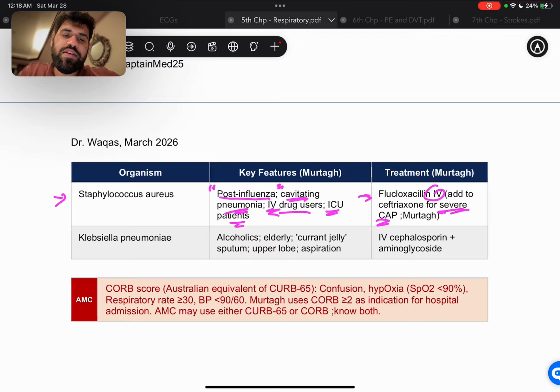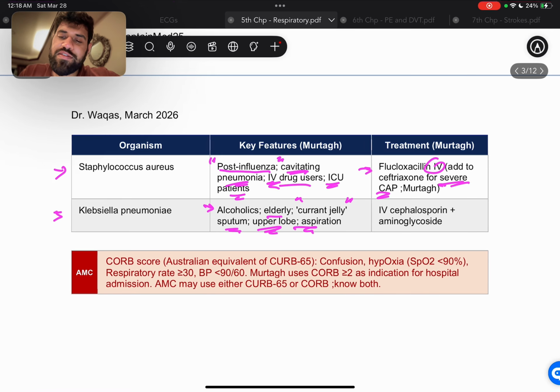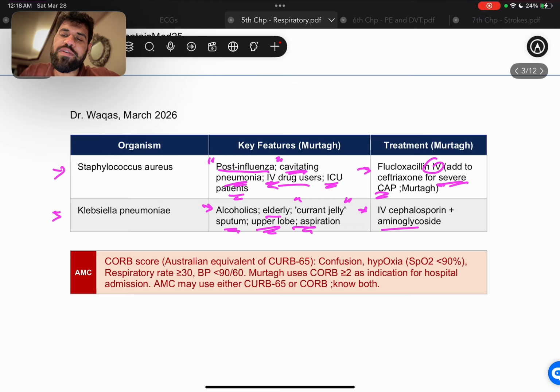All right, then Klebsiella pneumoniae. We see these in alcoholics and the elderly with, and this is an important point, currant jelly sputum. In the upper lobe, we see consolidations, and then they'll have aspirations as well. The treatment is going to be IV cephalosporins plus aminoglycosides. So this is different because we're using aminoglycosides for Klebsiella pneumonia.